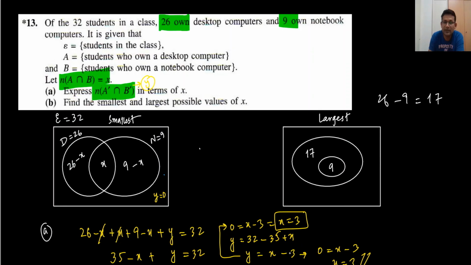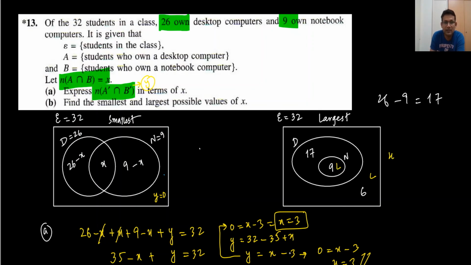Okay, it is 17. And if this is 17, it means I will write this is the desktop computer and this is the notebook computer. Altogether is about 26. This is 32. So when total is 9 plus 17 is 26, then 26 and this 32, this will be 6. Then we have something here. So this is large, this is also large, and this is the intersection.